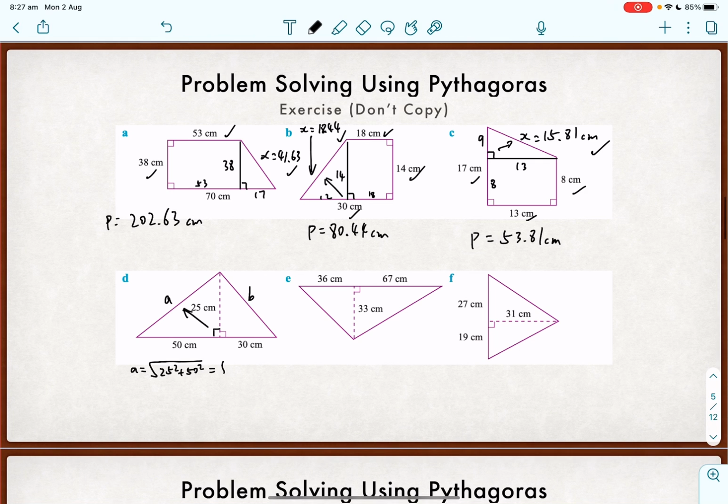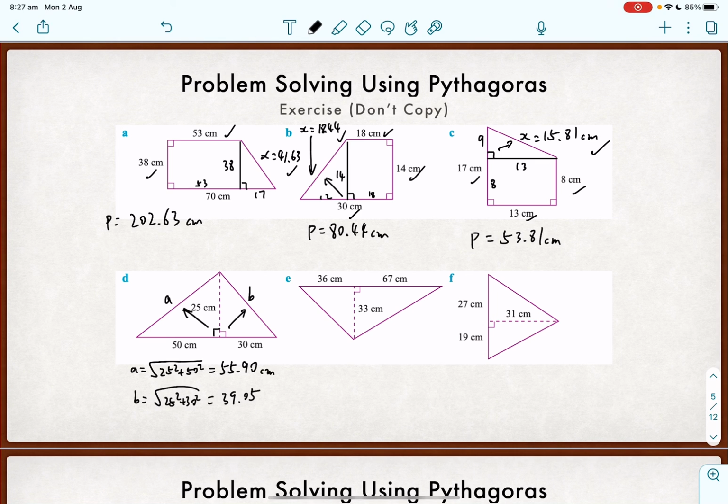So that will be 55.90. B, similarly, 25 square plus 30 square. So that will be 39.05. You just need to add all three together.